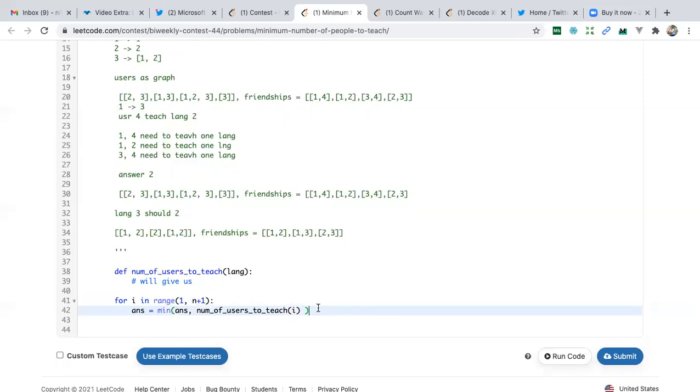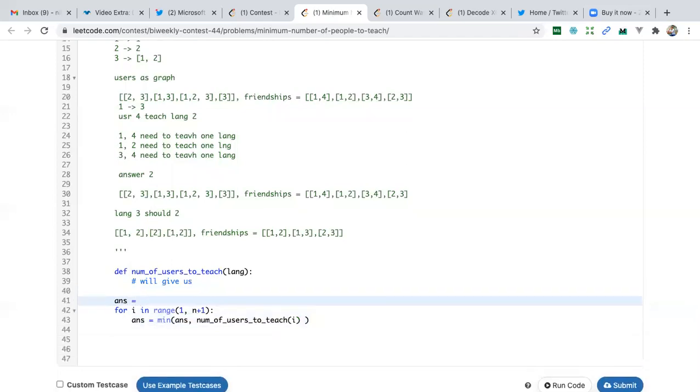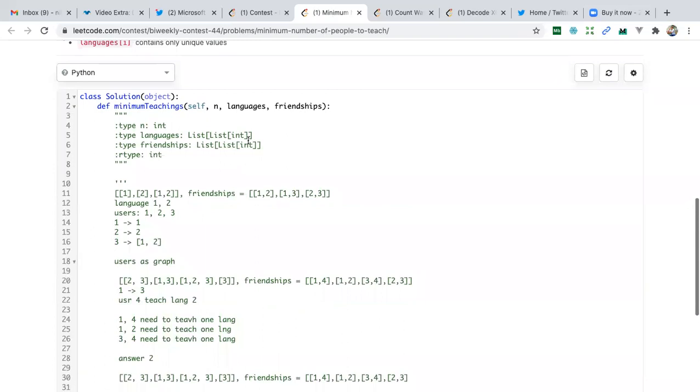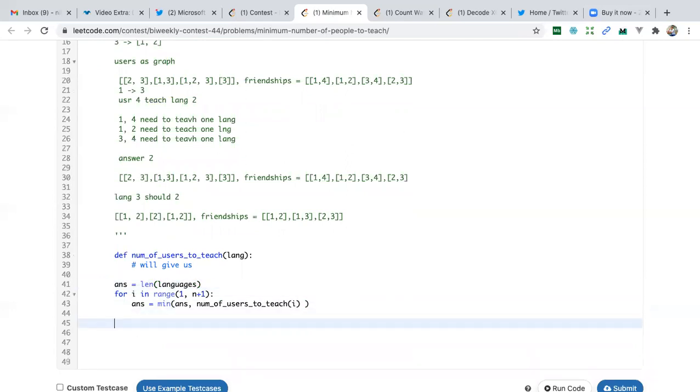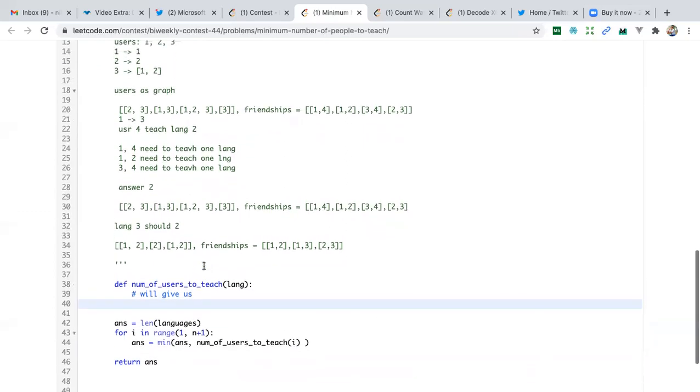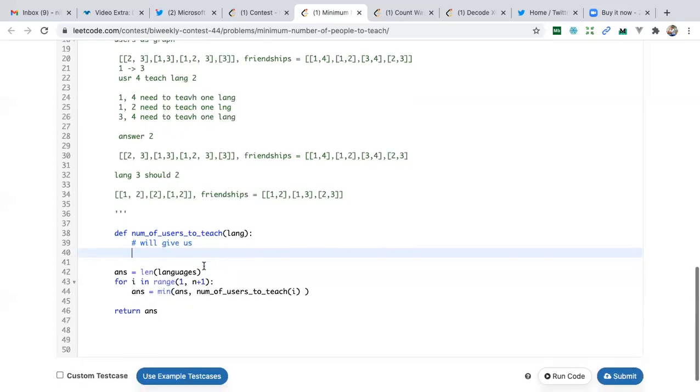And answer is first maximum, so first answer will be the length of languages. Yes, length of languages, and return answer. So now how to implement this function, number of users to teach? If we append one language to all the things, we just need to make sure that for every friendship we have a common language, right? Yes. So we can implement it easily.